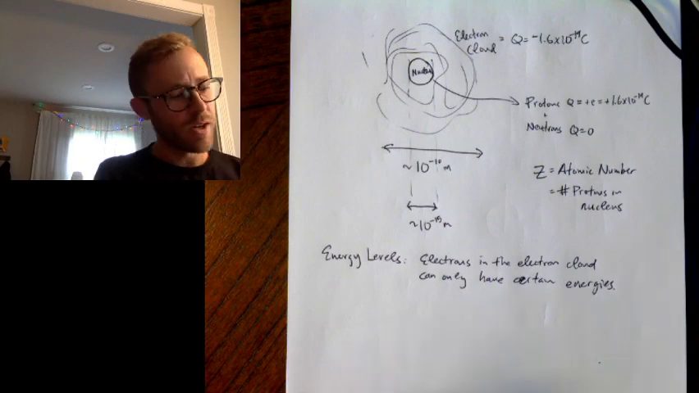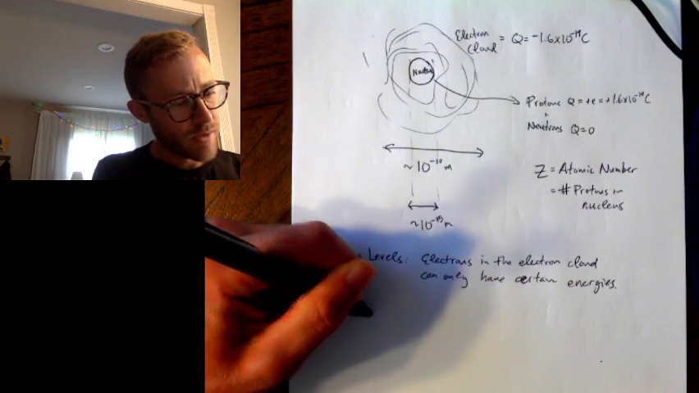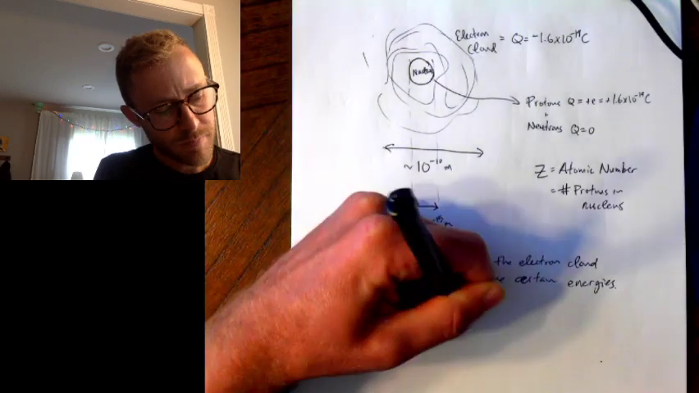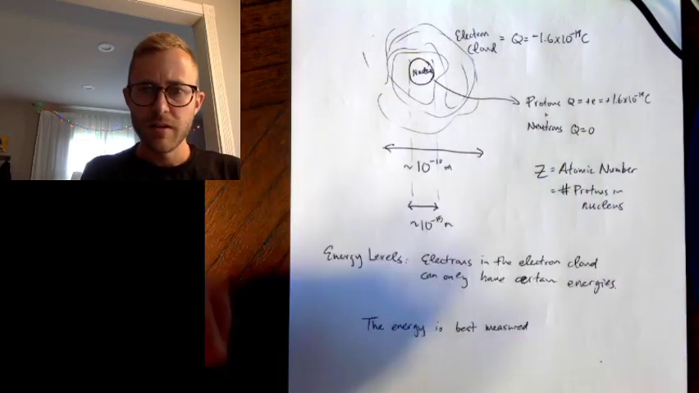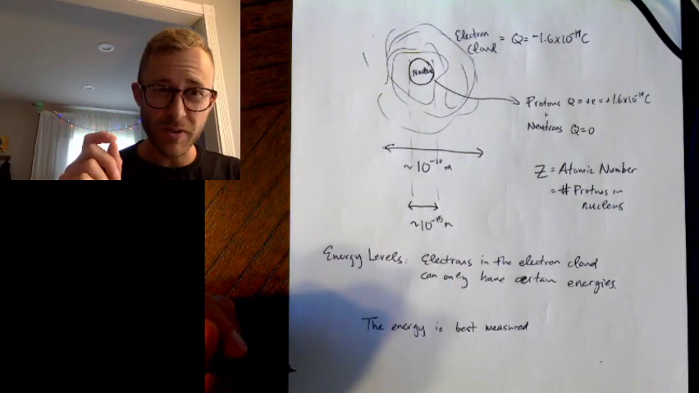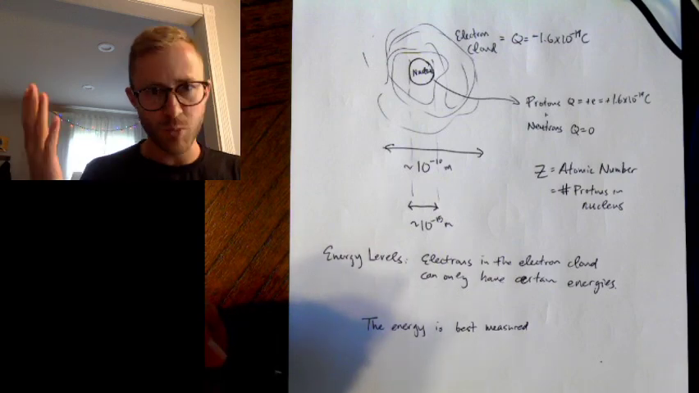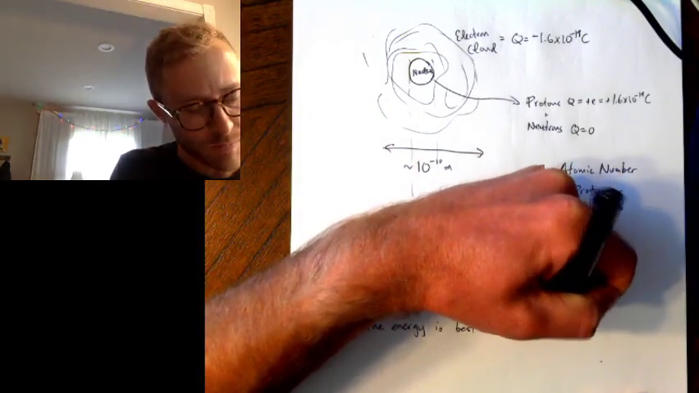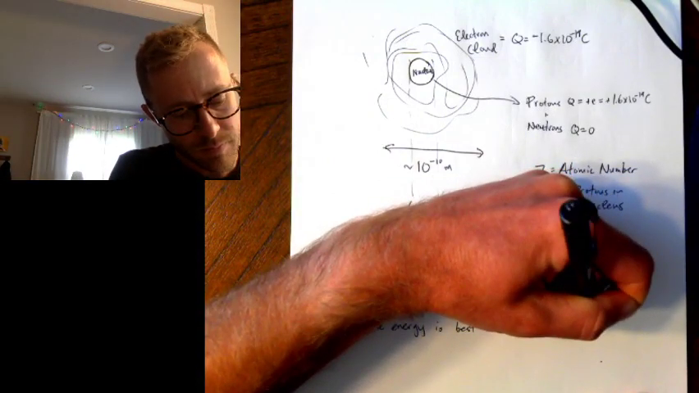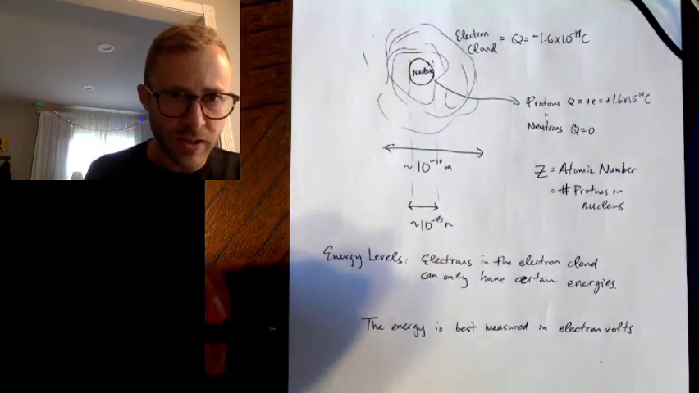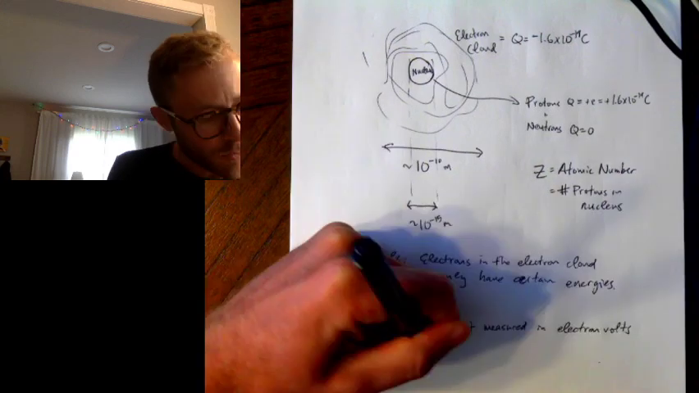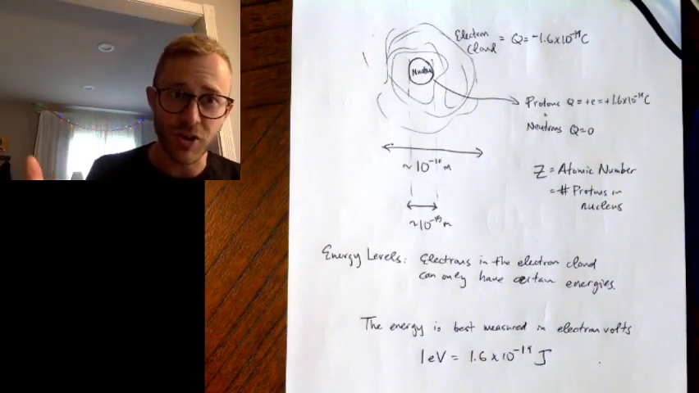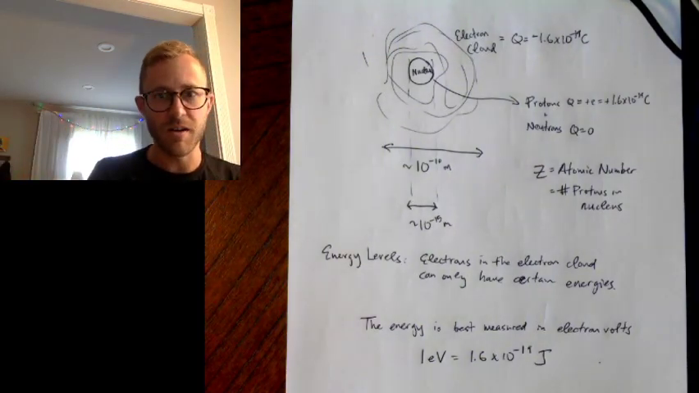The energy is best measured in a different unit, because atoms are very tiny. The electrons have a very small amount of energy, and so a joule is actually way too large of a unit. This energy is best measured in what are called electron volts. One electron volt is a very tiny amount of energy: 1 electron volt is 1.6 times 10 to the minus 19 joules. So it's the same number as the charge of a proton, just instead of coulombs, it's joules.